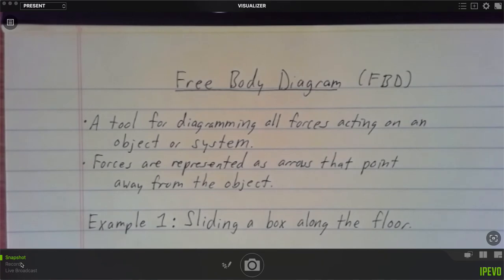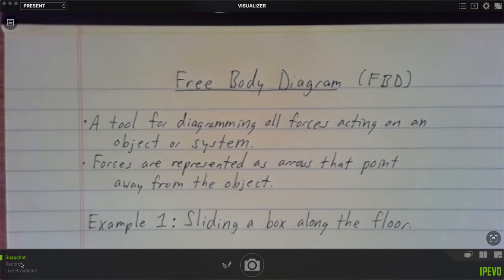An object would be like a pen or a box or yourself. A system of objects would maybe be like a collection of carts or all the objects in a car. Or the solar system. So a system is just a collection of objects that you have chosen to care about for some reason.